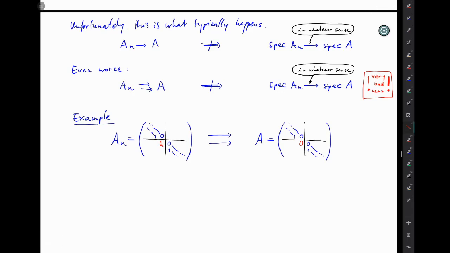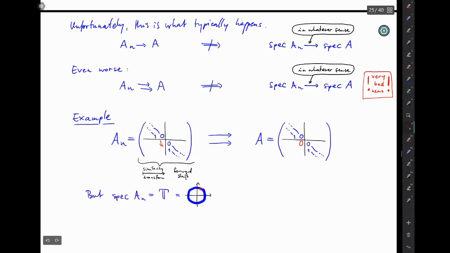But for every n you can find the similarity transform that brings your matrix A_n to the forward shift. It just means you can find an invertible operator such that if you multiply it from the right and its inverse from the left to A_n, then you always get the forward shift, and you can compute by hand what that is. It means that the spectrum of A_n is the same as the spectrum of the forward shift, which is still the unit circle.